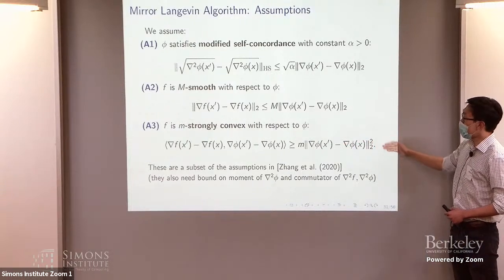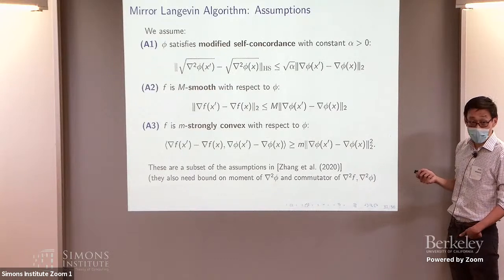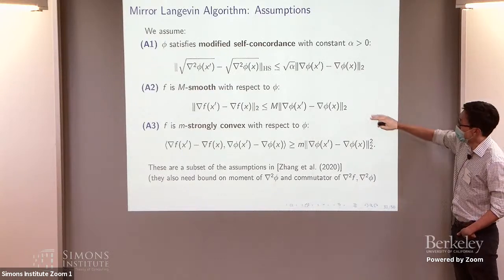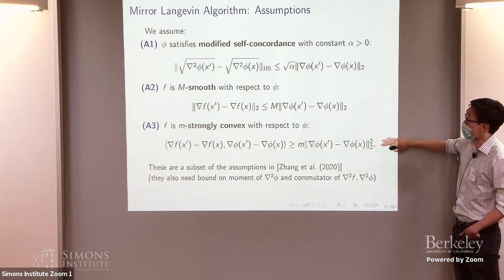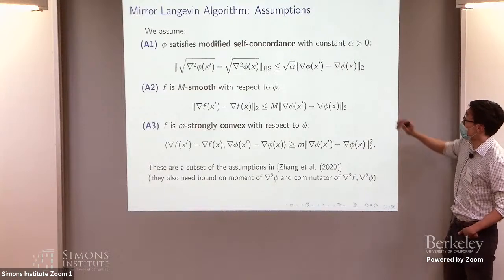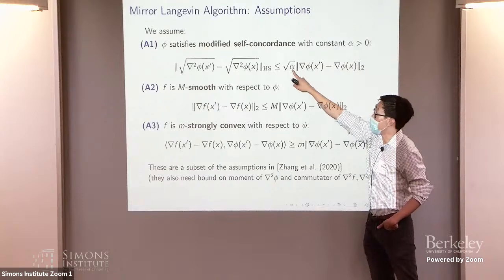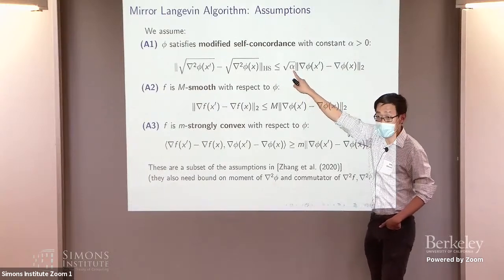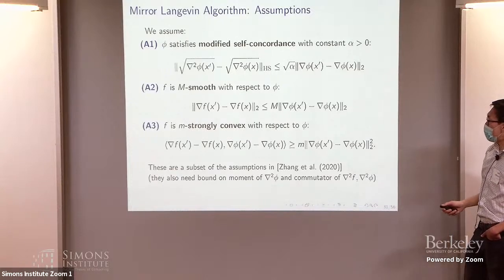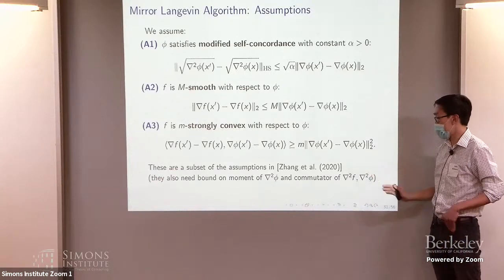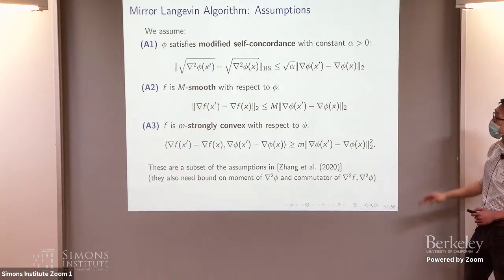which is the following. And you can look at the name and see that in the Euclidean case, when phi is a quadratic function, this becomes the usual smoothness condition. This becomes the usual strong convexity condition, right? And when phi is quadratic, this is trivial because the left-hand side is 0, so alpha is 0, right? But for general phi, this alpha can be non-zero. So in the paper by Zhang et al., they also assume some other conditions which we don't need. So these are the 3 conditions we use.